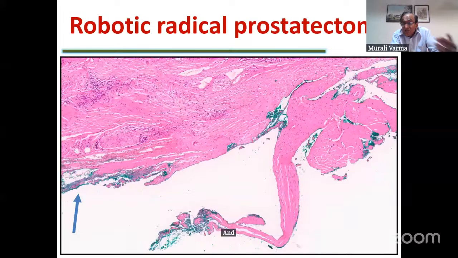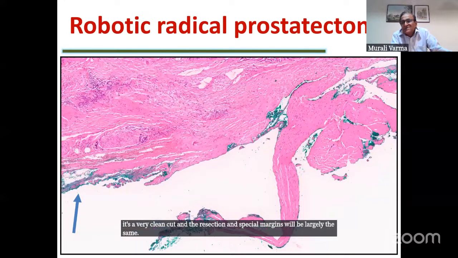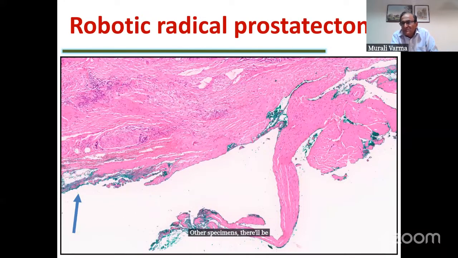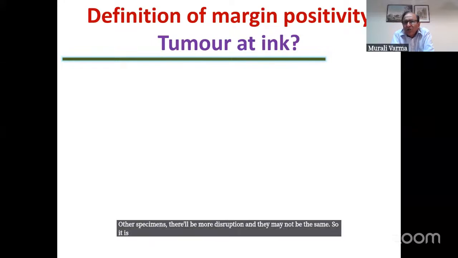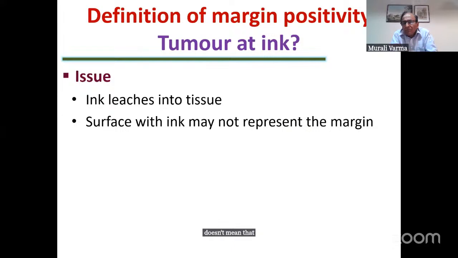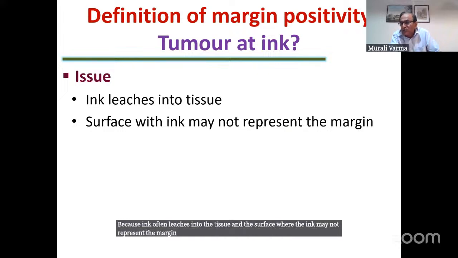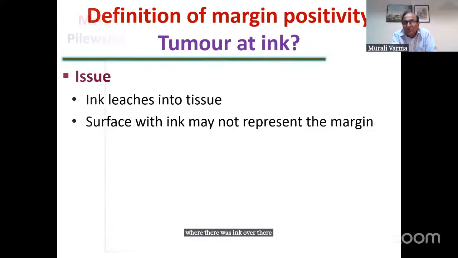And this will be true in some specimens more than others. In some specimens, it's a very clean cut and the resection and specimen margins will be largely the same. Other specimens, there'll be more disruption and they may not be the same. So it is important to be aware of that. Tumor at the ink doesn't mean that it's at the margin because ink often leaches into the tissue and the surface with the ink may not represent the margin, like in the radical prostatectomy that I showed you, where there was ink over there, but that was not the true resection margin.